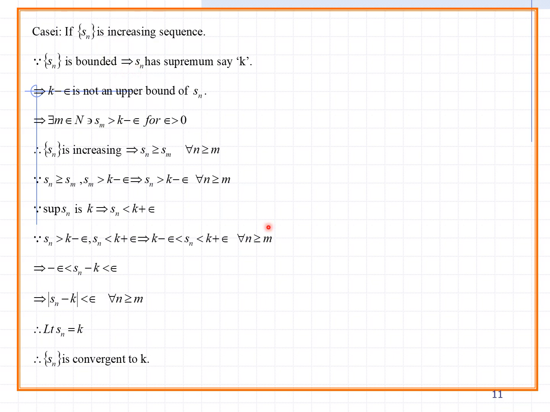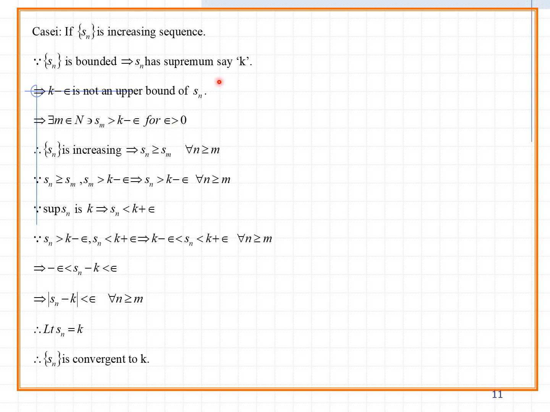Sn has the supremum, say. Here, what is the supremum? The supremum means the least upper bound value. You can assume upper bounds, but in that set you take the least. So Sn has the supremum, say that value is k. K minus epsilon is not an upper bound of Sn. The supremum k is the least upper bound, but if you remove some epsilon value from k, it is not an upper bound of Sn. There exists m belonging to n such that Sm greater than k minus epsilon for epsilon greater than 0.